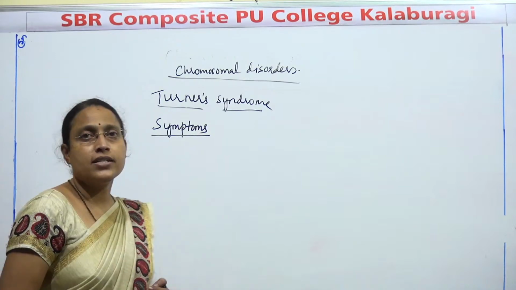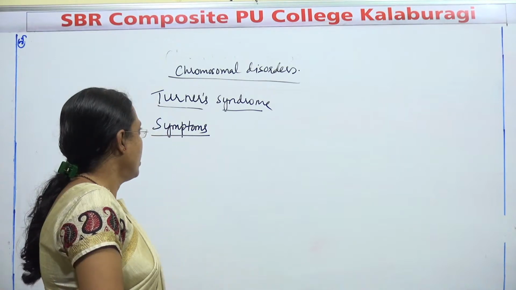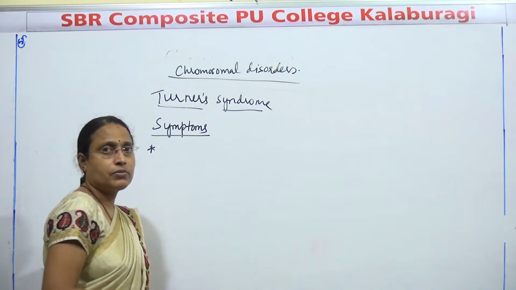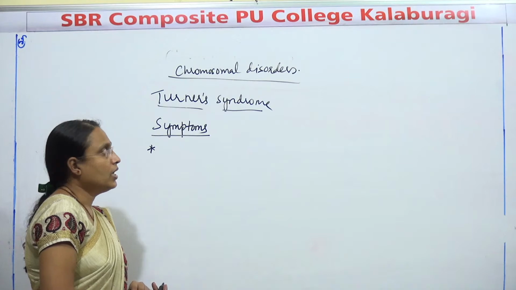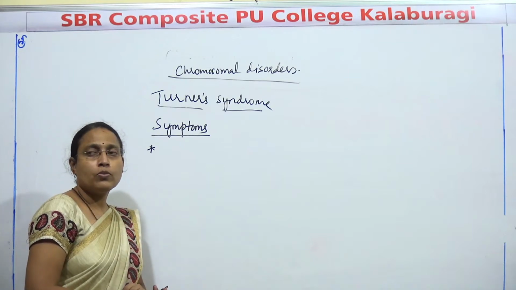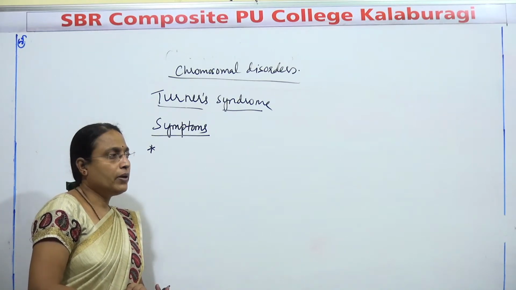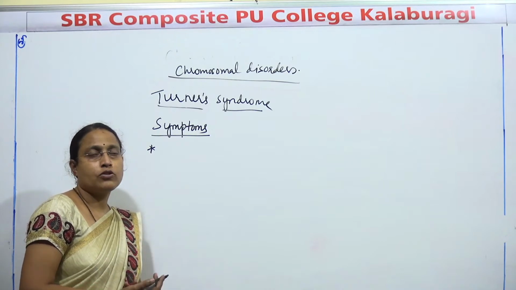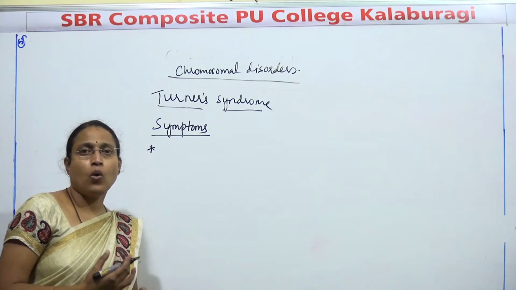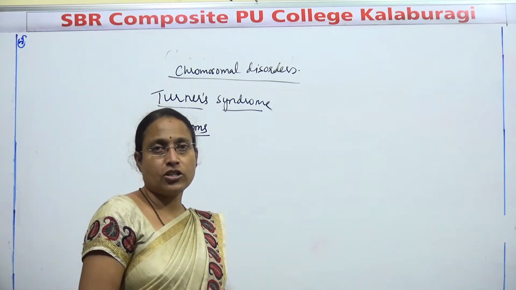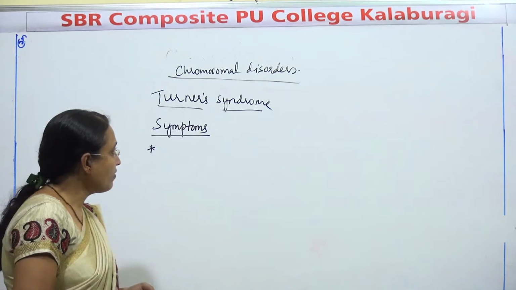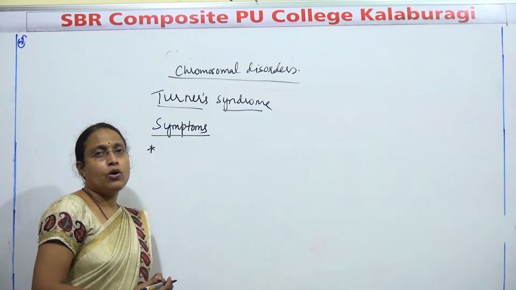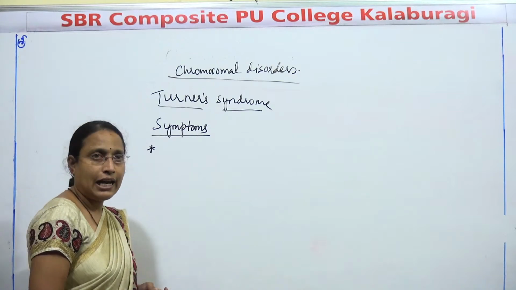Symptoms of Turner's syndrome. The first symptoms, some of the main symptoms of Turner's syndrome. Here, both X chromosomes are useful to develop a normal reproductive system. Certain gene products of the X chromosome are useful for normal development of the ovary and its other structures. Now, because one of the X chromosomes is missing, this will lead to a rudimentary ovary.